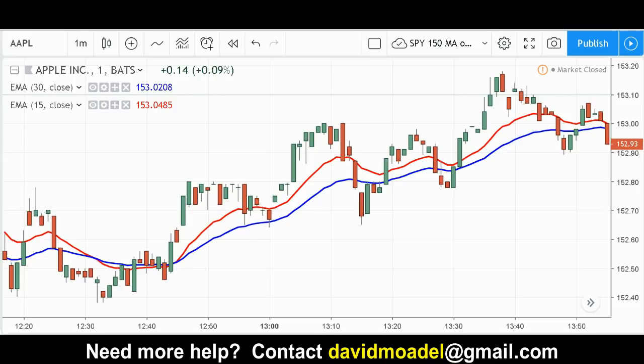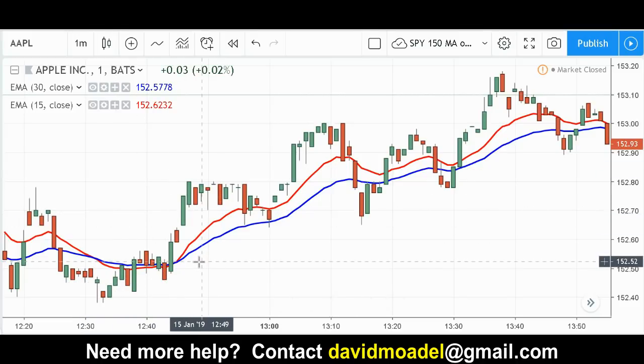It's all good. So what I have here is a very common 2 moving average system. These are exponential moving averages, which are very commonly used for intraday traders. They tend to use exponential moving averages. You can use the simple moving average as well, if you prefer that.